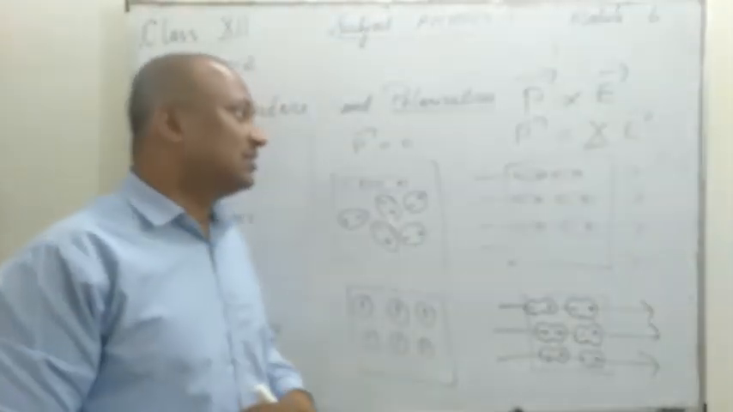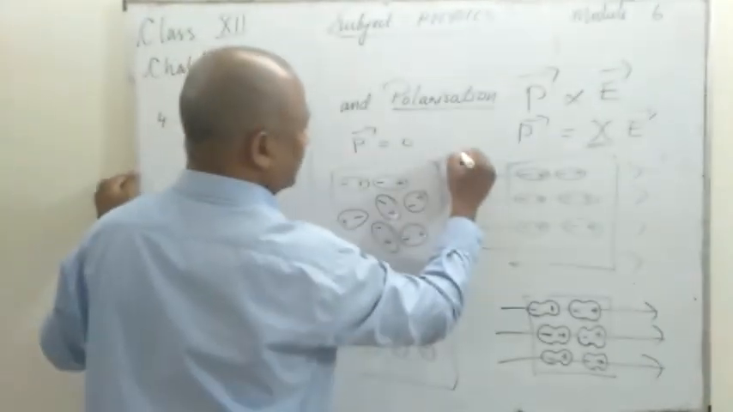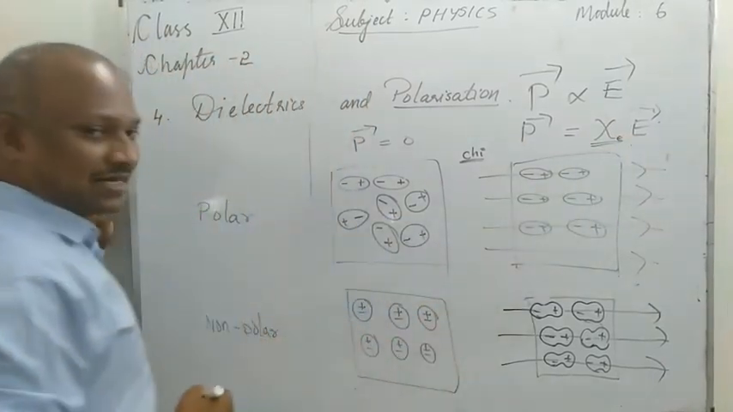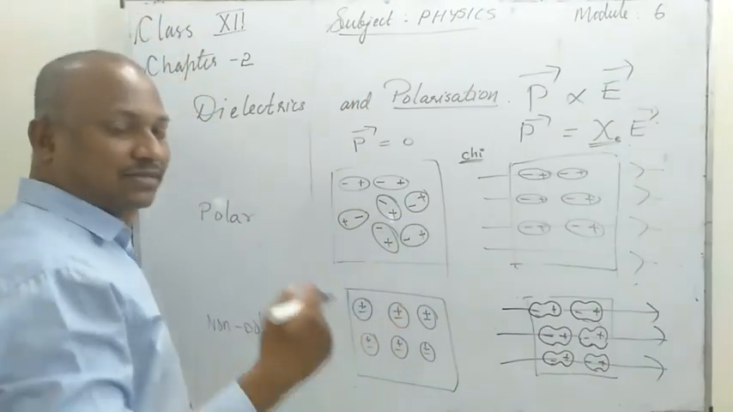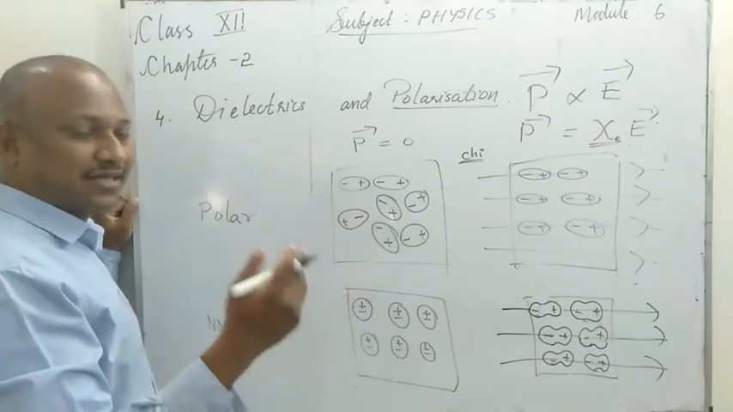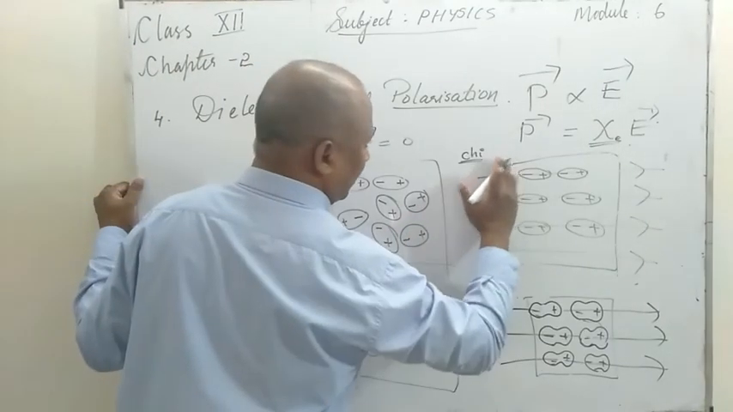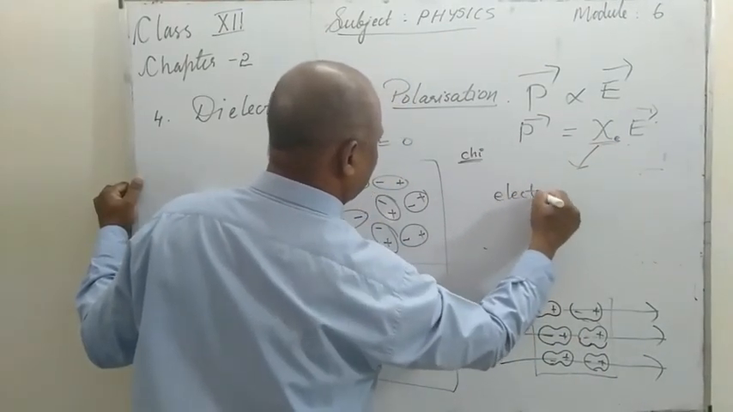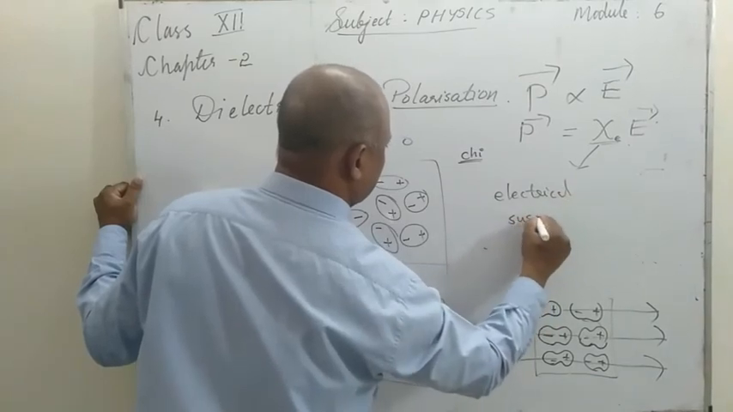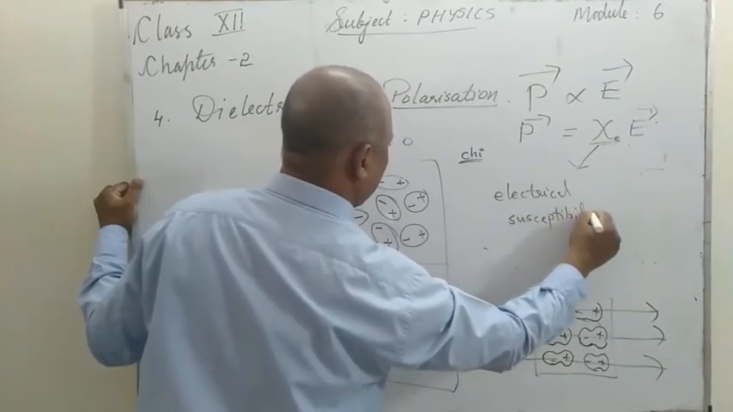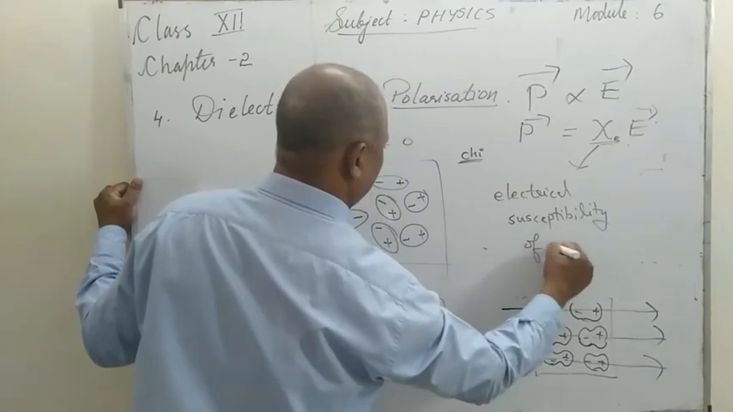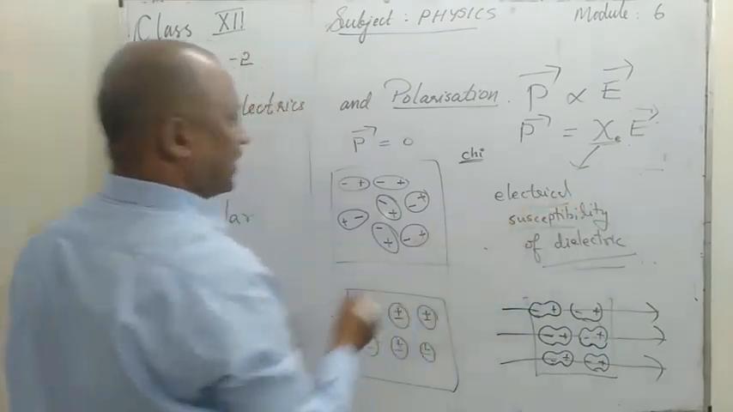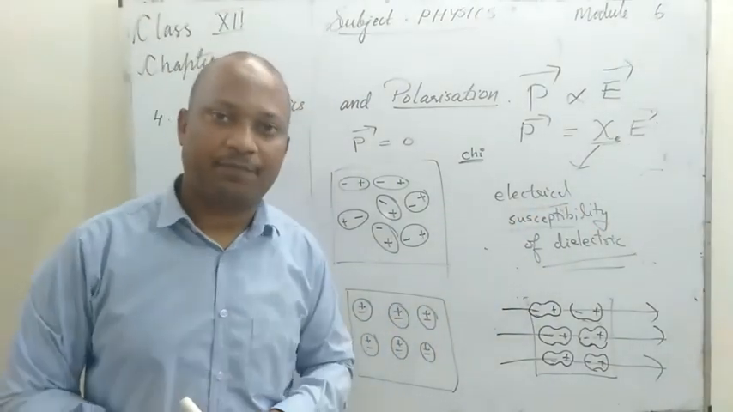Chi is called electrical susceptibility. It is read as chi, and chi E, because there is chi B also, meaning magnetic susceptibility also has the same thing. So I will write this chi as electrical susceptibility of the dielectric medium. Electrical susceptibility of the dielectric medium.